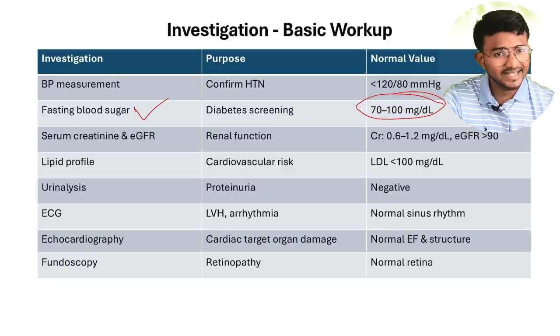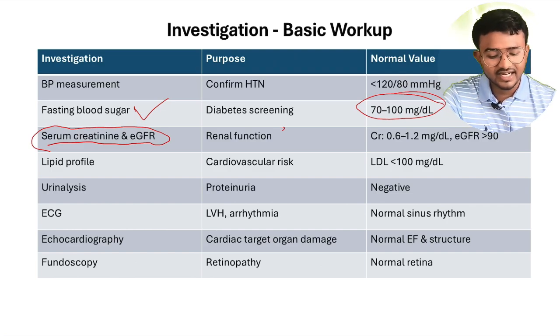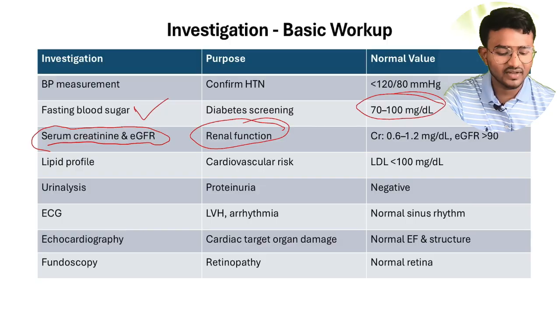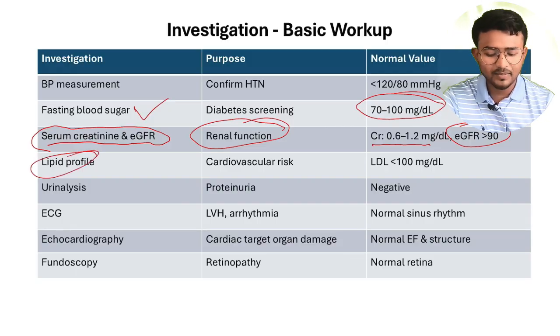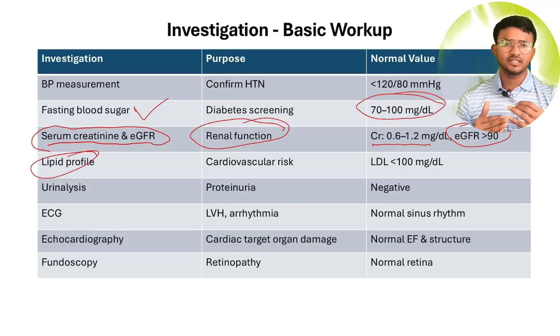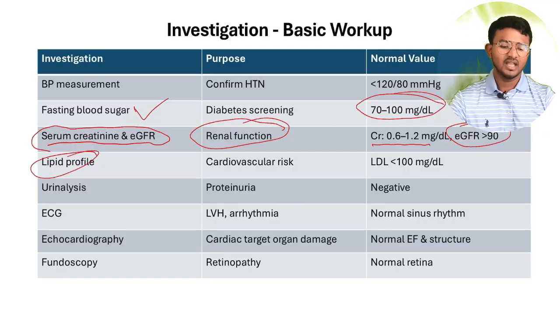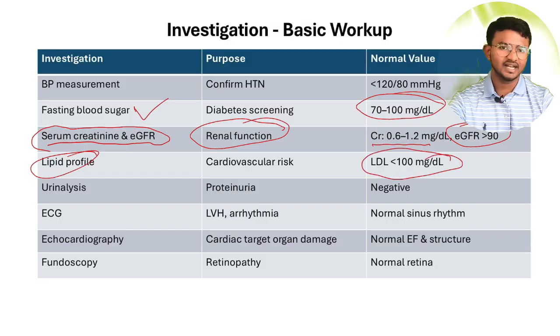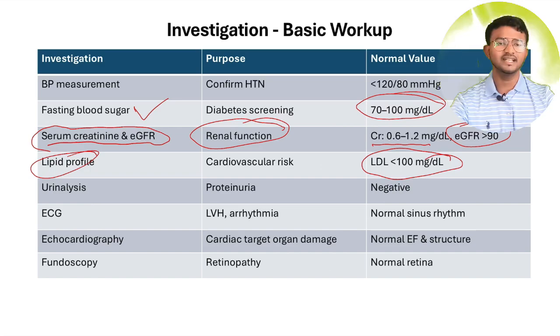If you are suspecting kidney injury, we have to check serum creatinine and estimated glomerular filtration rate. We have to do a renal function test. In that, if creatinine level is 0.6 to 1.2, it is normal. eGFR greater than 90 is normal. So next one, lipid profile. In lipid profile, we have to check low density lipoprotein for cardiovascular risk, and the low density lipoprotein should be less than 100 milligram per deciliter.